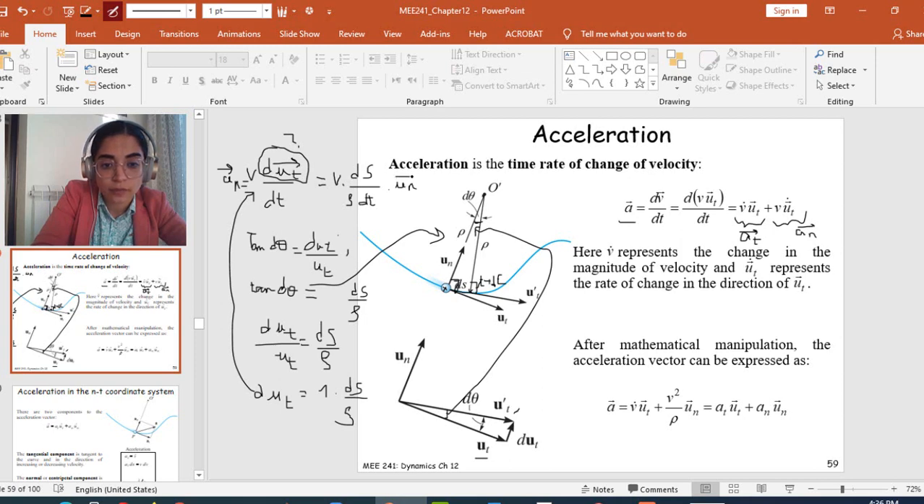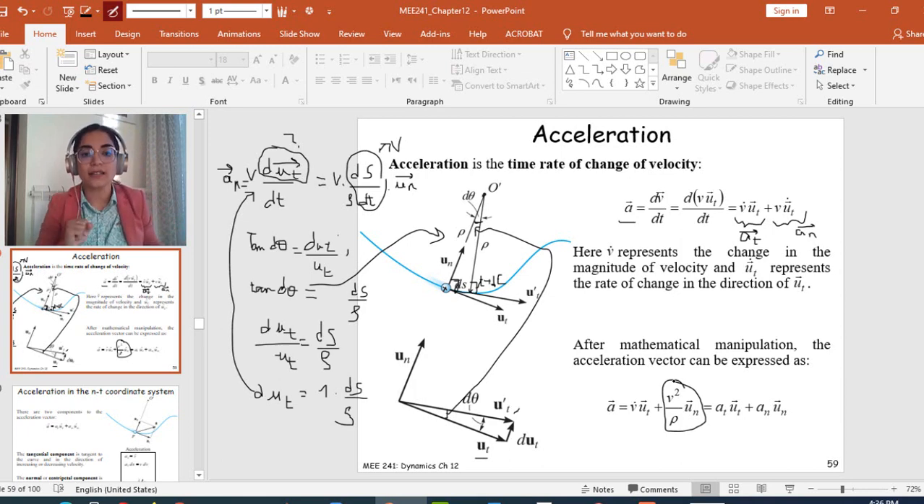Alright? And this means, guys, that an, the normal acceleration, is equal to v over rho ds over dt un. Now, what is ds over dt? This is also v. And this means, guys, that an is equal to v squared over rho un. From here, guys, comes the equation of the normal acceleration.